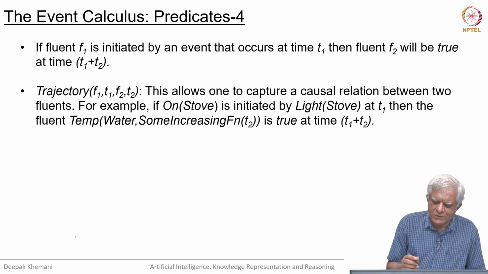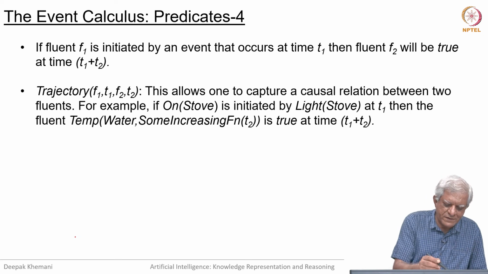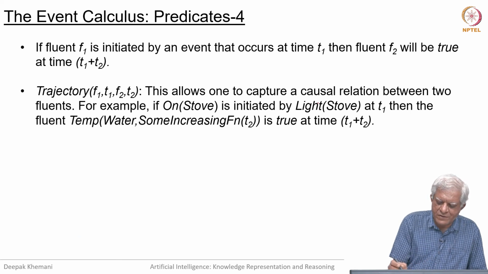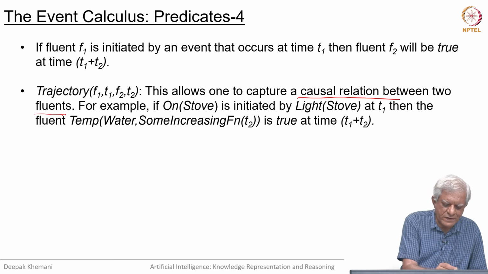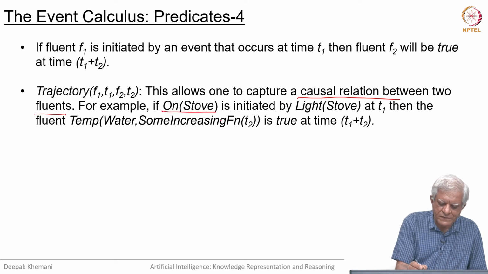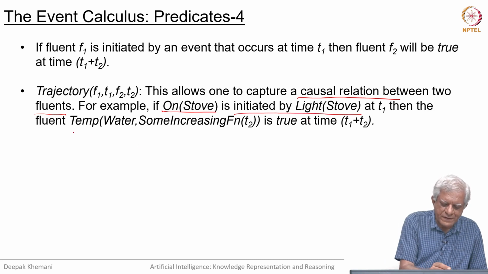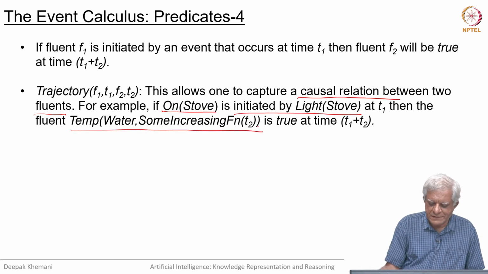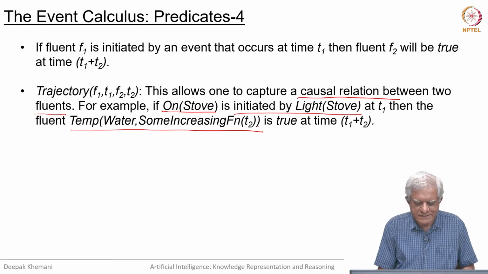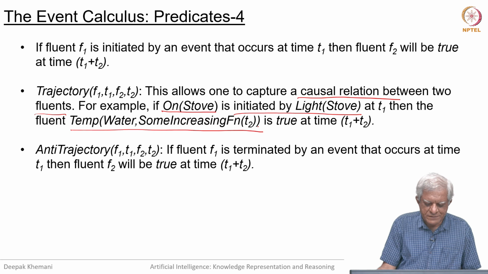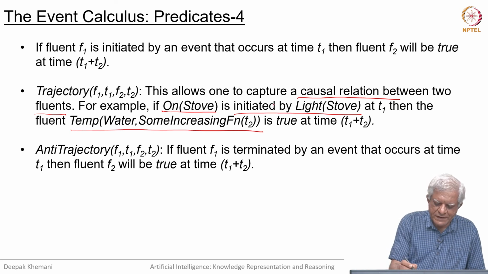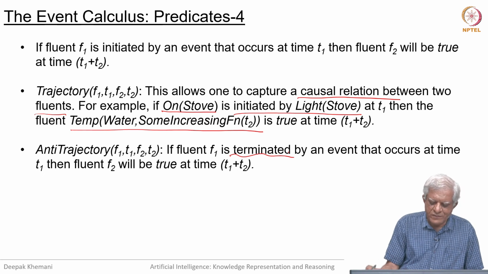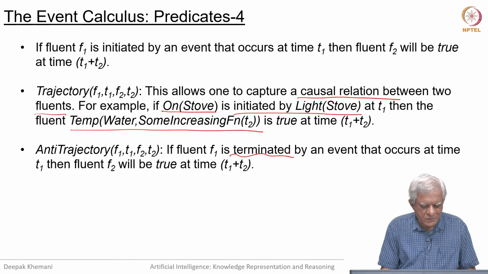So, here is a connection between two events, a causal relation between two fluents. For example, if OnStove is initiated by LightStove at time t, then the temperature of the water will be some increasing function of time after the time t. That is talking about initiating, and they are saying that this relation has terminated. So, if you put off the stove, then that relation will no longer be true.